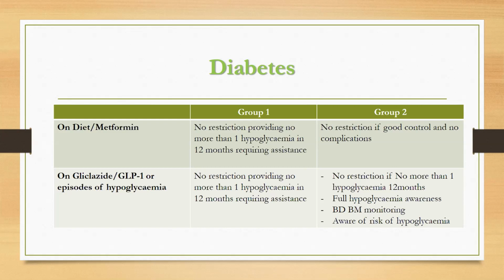The patient must also have full hypoglycemia awareness, monitor his blood sugar twice daily, and be aware of the risk of hypoglycemia. So these are the first two conditions for the diabetic patient.